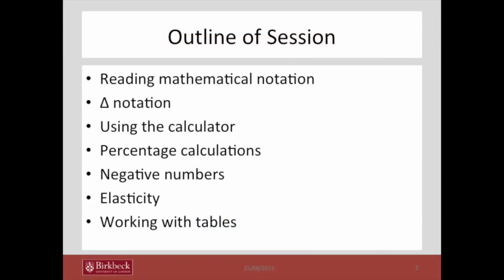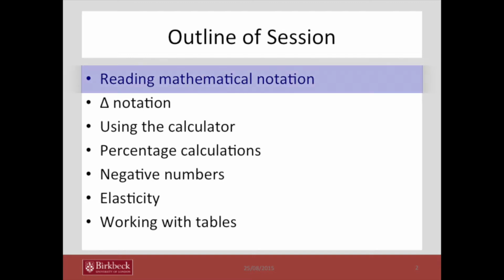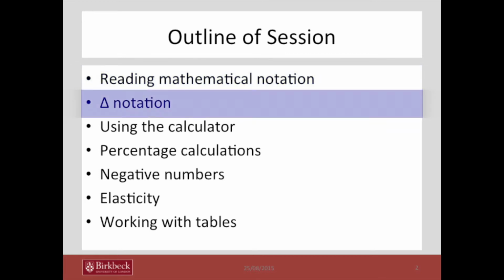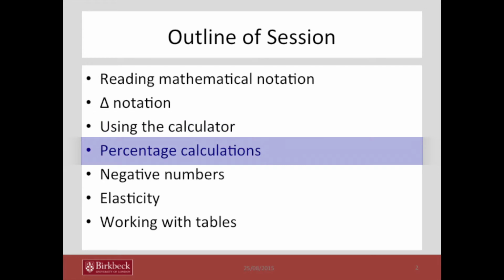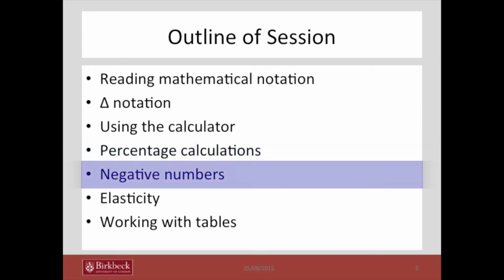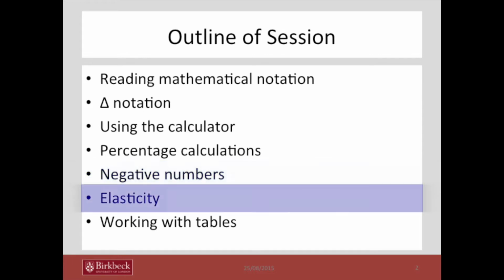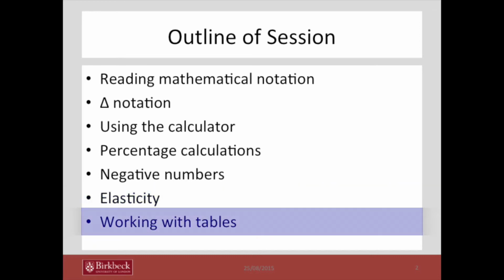We are going to cover the following topics. We are going to talk about how to read mathematical notation. Then I'm going to introduce you to the special delta notation, which is notifying change. Then I'll show you how you can use the scientific calculator. We're going to look at some percentage calculations, a little recap on negative numbers. We'll go into the concept of elasticity and calculations around elasticity, and then how to work with tables, because there are some special tables that you need to be familiar with.